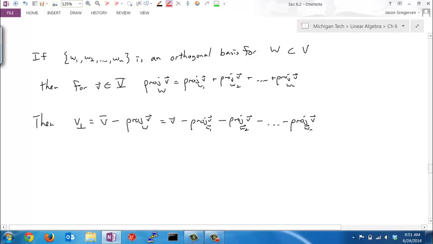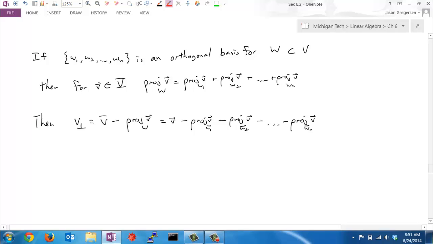If I have an orthogonal basis for some space W, that's a subspace of V. This is the plane. This is R3 in our example. So if I have an orthogonal basis for the plane, which is a subset of R3, then the projection of v onto W, the projection from R3 onto the plane, is just the projection onto these basis vectors. I just project onto the orthogonal basis.